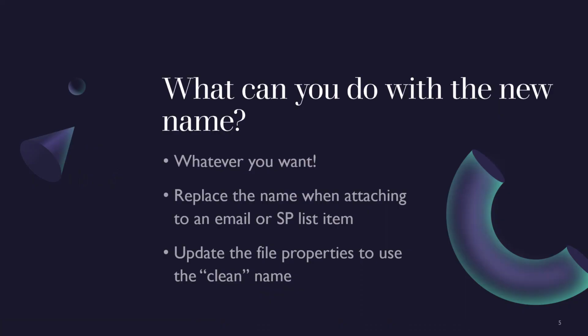Now, what can you do with that new name once you've got it? Basically, whatever you want or need to do with it. If you're using a flow to attach this file to an email, then you would just simply use the output of that compose action as the file name when you're attaching that email, or to a list item, etc. Or you could even go back and update the properties of the file in OneDrive or SharePoint, whether it's a personal or group form, to replace that ugly name with a clean name. So what you do with it from this point on depends on what your requirements are.